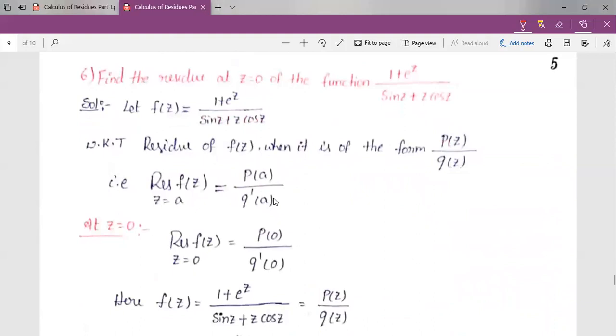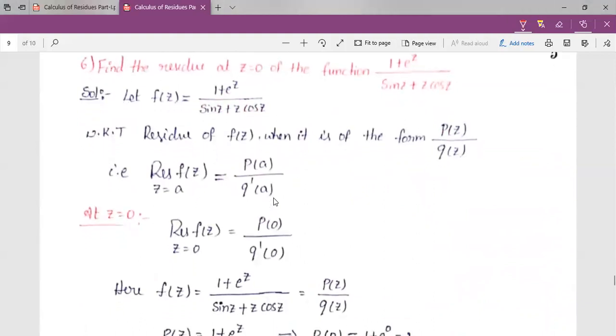And this is one more example, similar to the previous one. So here our function is (1 plus e power z) by (sin z plus z cos z), and our pole is z equal to 0 here. The pole of the function is already mentioned, and here we have to find the residue of f of z. So here our pole is z equal to 0.